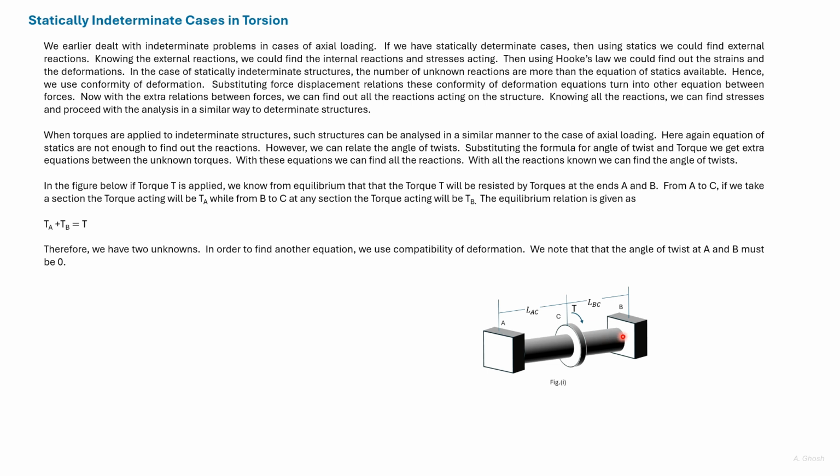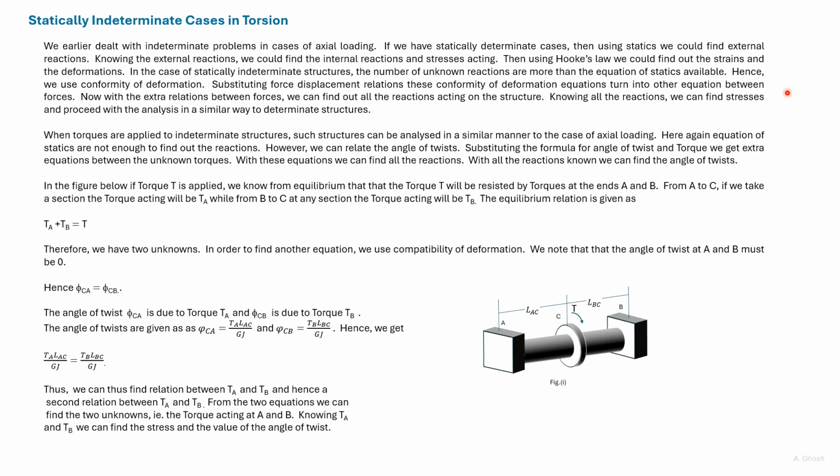Now the twist at C is the same, so that would mean phi CA is equal to phi CB. So this is the extra equation of deformation we were looking for. Now phi CA can be given with this equation. The torque here, as we earlier discussed, is TA.